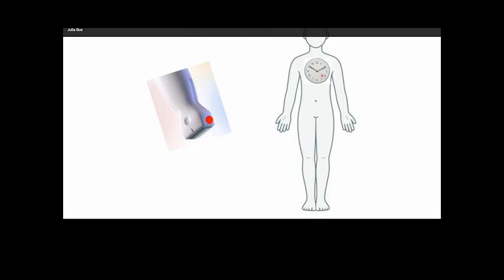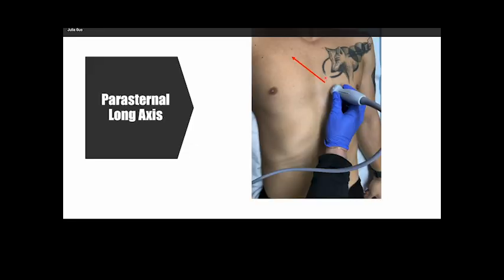And I want you to remember this clock. So the patient's right shoulder is 10 o'clock, patient's left shoulder is 2 o'clock, their elbow is 3 o'clock, and their feet are 6 o'clock, okay? Again, the heart sits in the left hemithorax in a tilted direction. Okay, so now I'm going to put all of that in context for you.